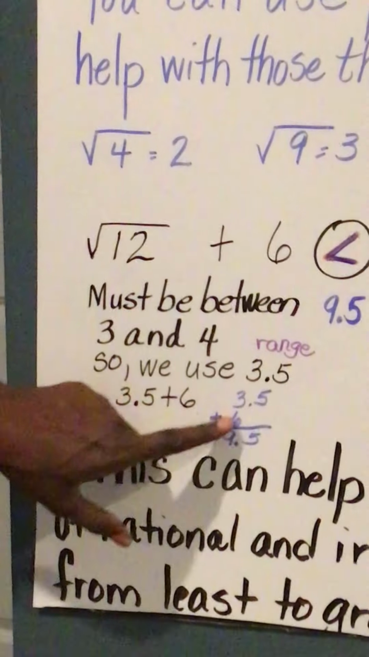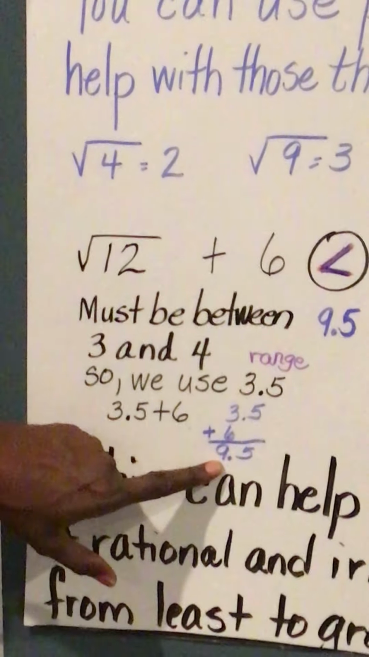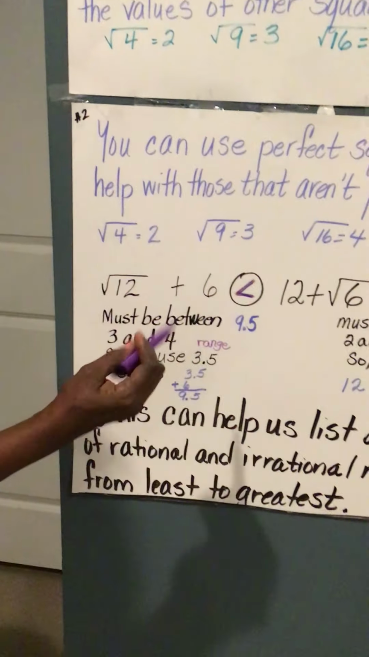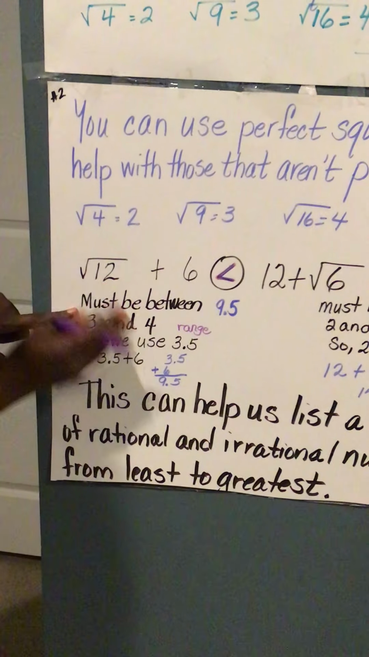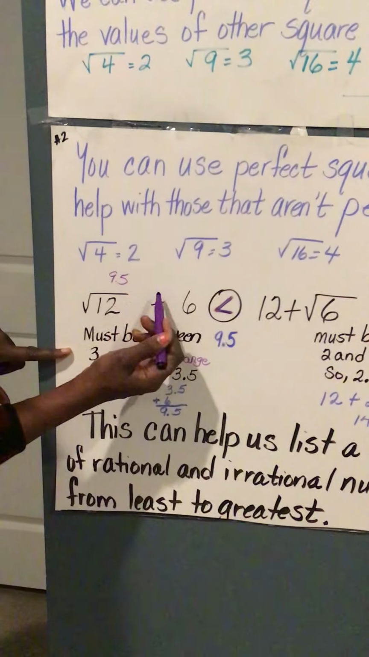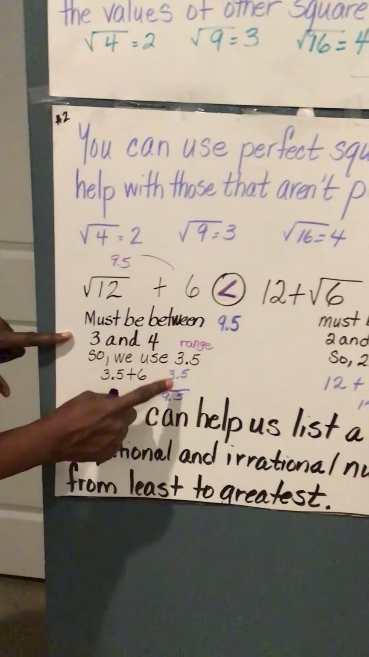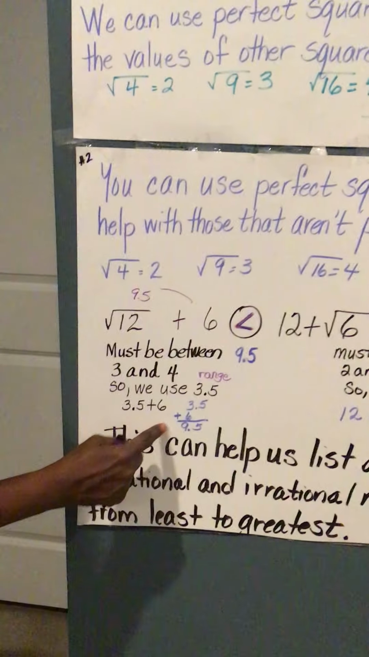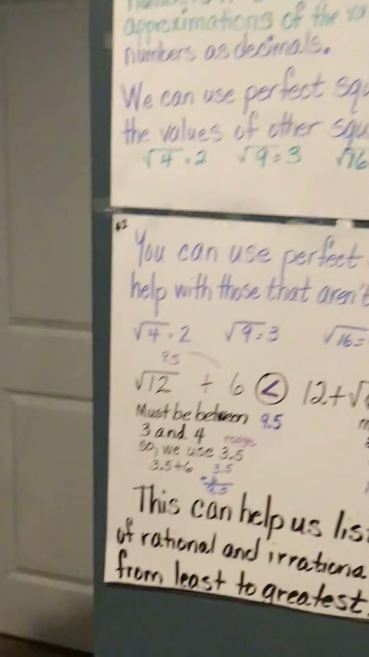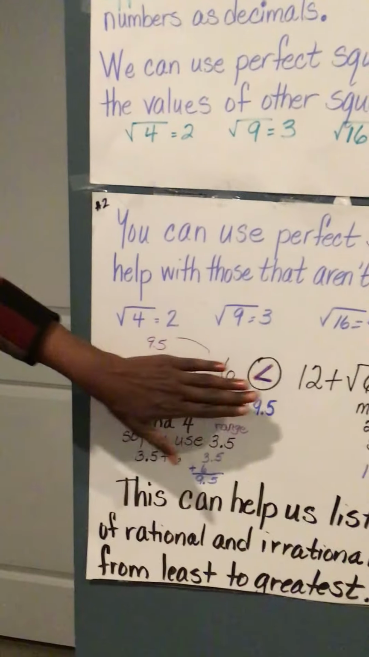Now I'm going to add my 6 to that, and that's going to give me 9.5. So I'm going to put 9.5 right here. So this would really be 9.5 once I'm done with it. Okay? Because I got to add that 6 to it. 3.5 plus the 6 is 9.5. 3.5 was my range. So I'm done with this side. Now I'm going to go over here.